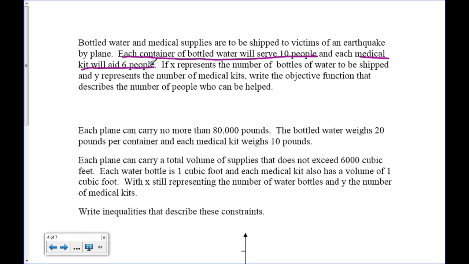All right. If X represents the number of bottled waters to be shipped and Y represents the number of medical kits, write the objective function that describes the number of people who can be helped. So I'm going to give you a moment. I want you to write this down in your notes and we'll check in just a second, okay? Okay, so your objective function should be Z equals 10X plus 6Y. So hopefully that's what you got.